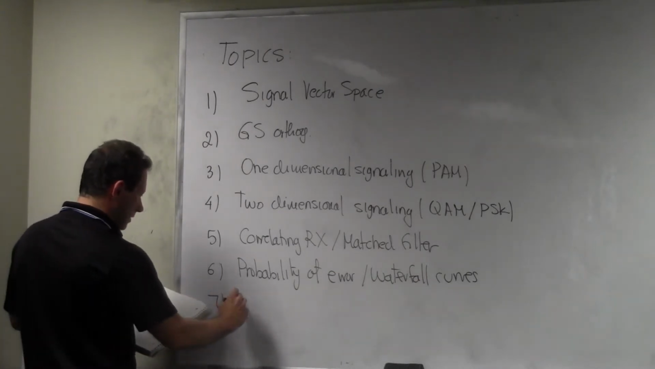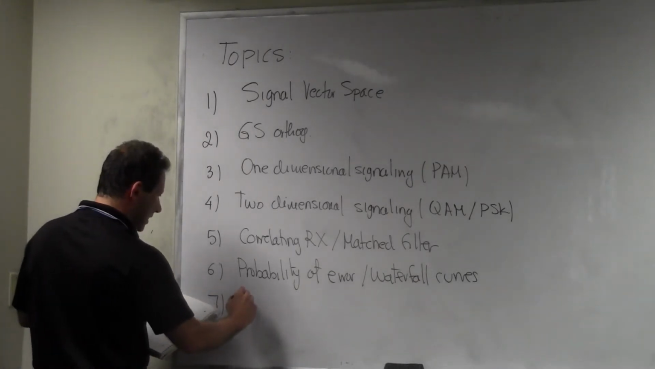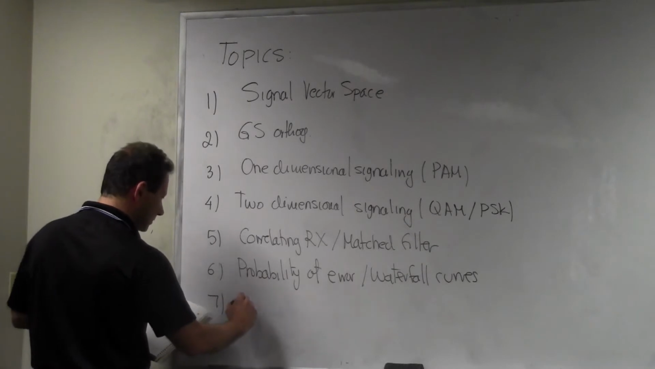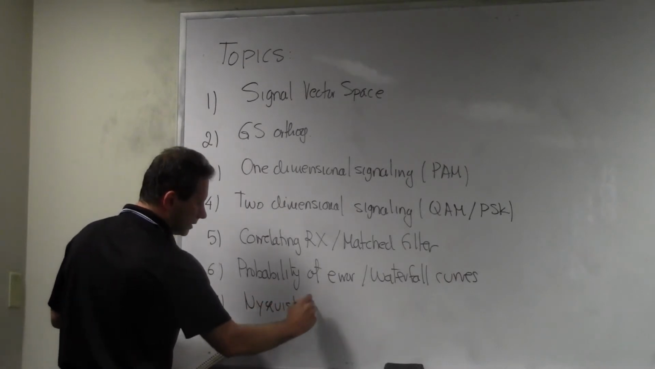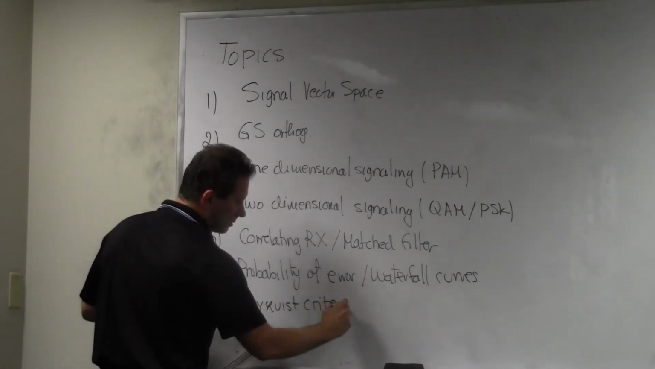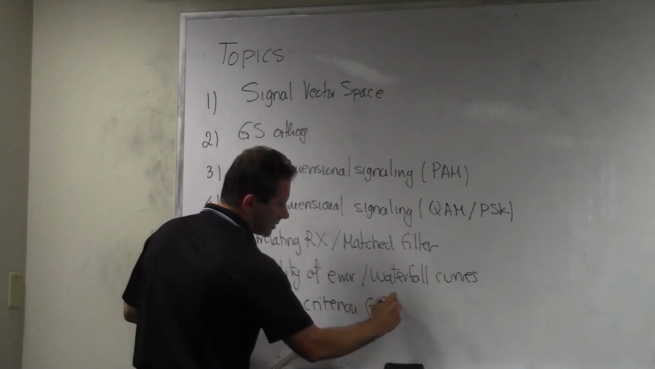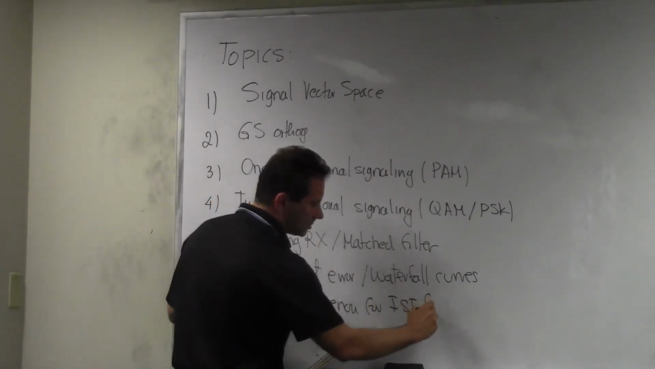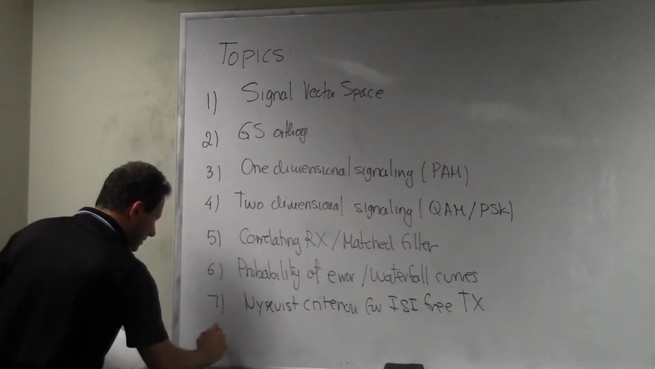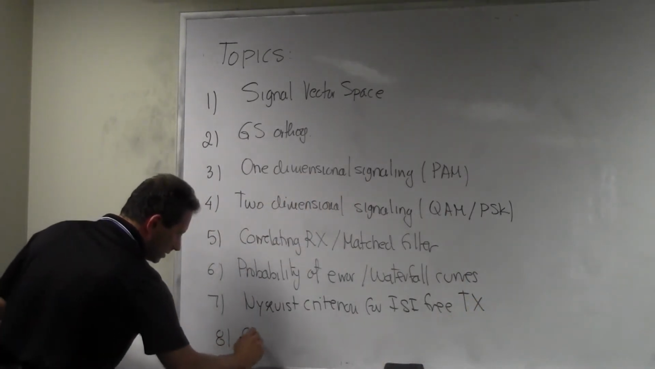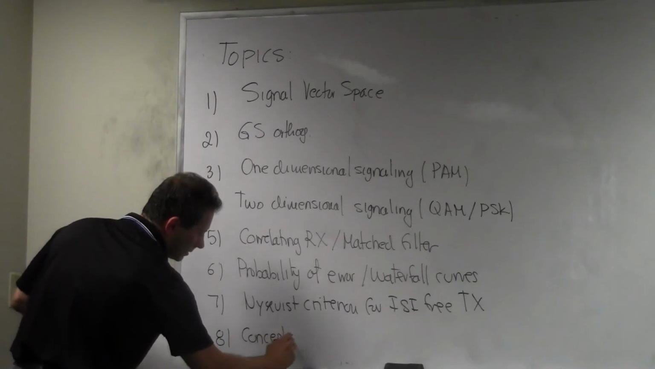Seven, first Nyquist criterion for ISI-free transmission. And part 8, concepts in probability.